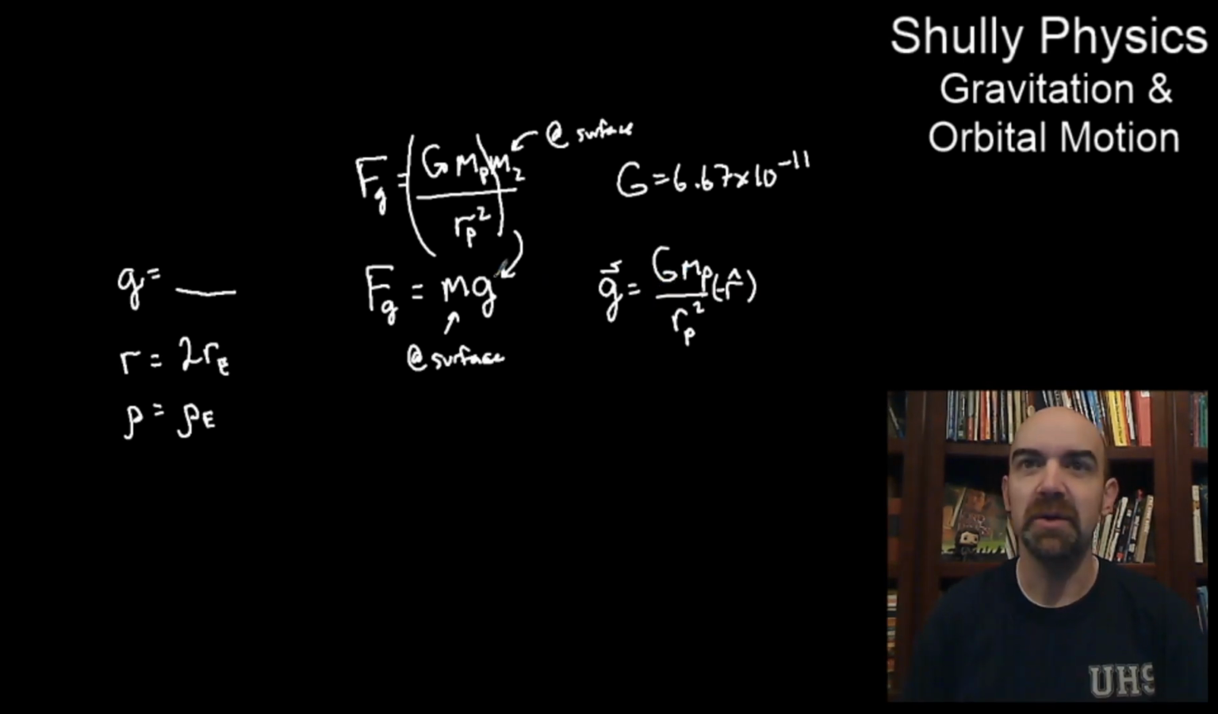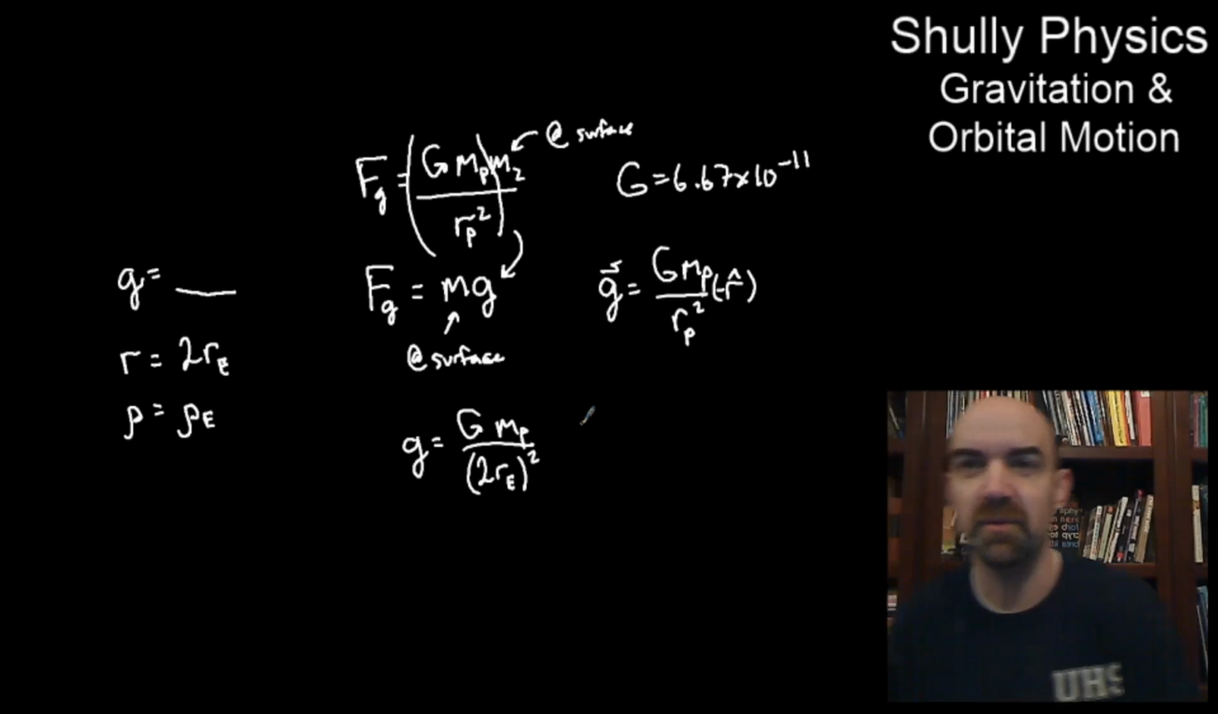However, all we're doing is looking for a new g with these new properties. All right, so what we have so far, of course, is the constant. We don't quite know the mass of the planet yet. Let's see if we can figure that one out. And the radius of the planet is 2 times the radius of Earth. Okay, and we need to square both those values.